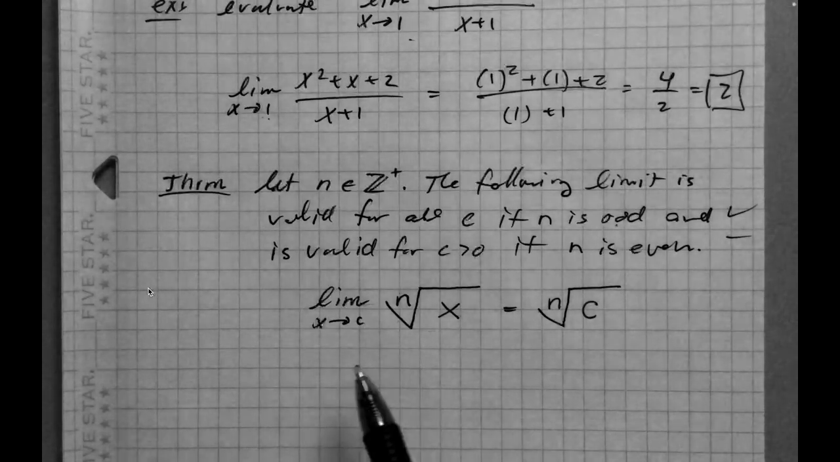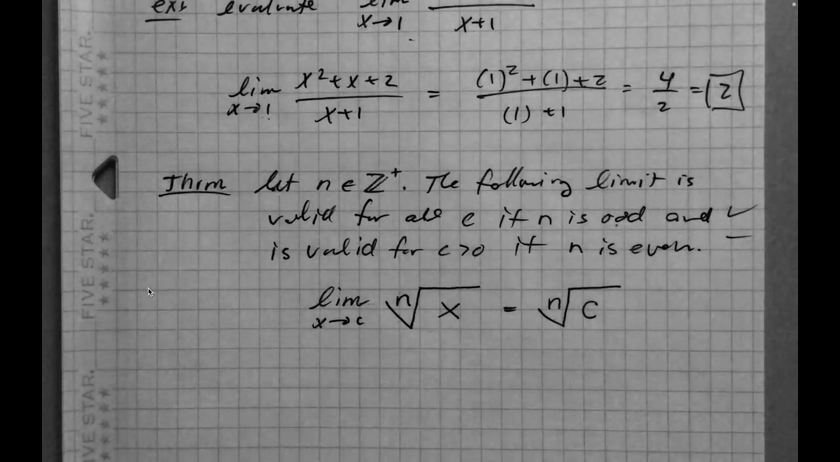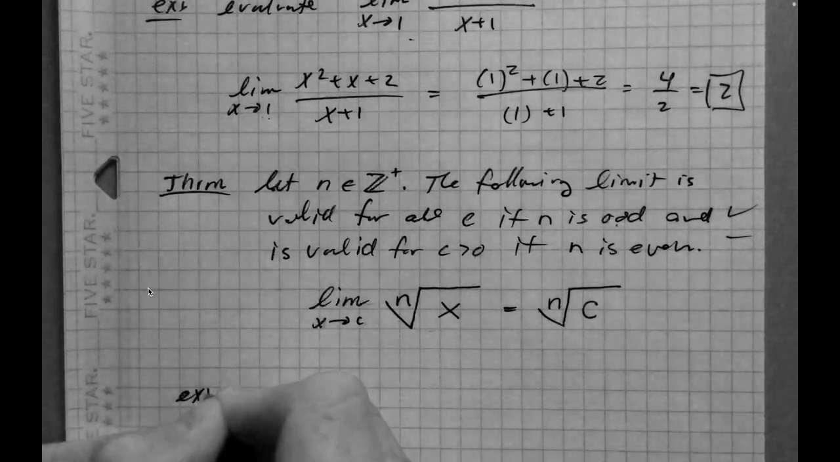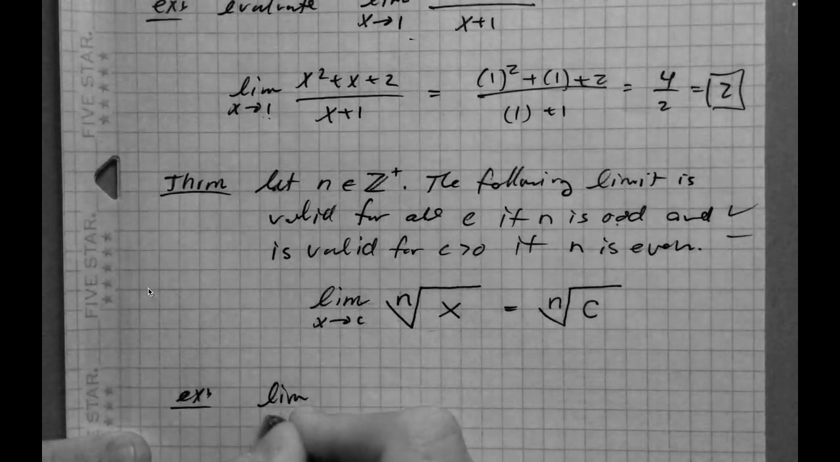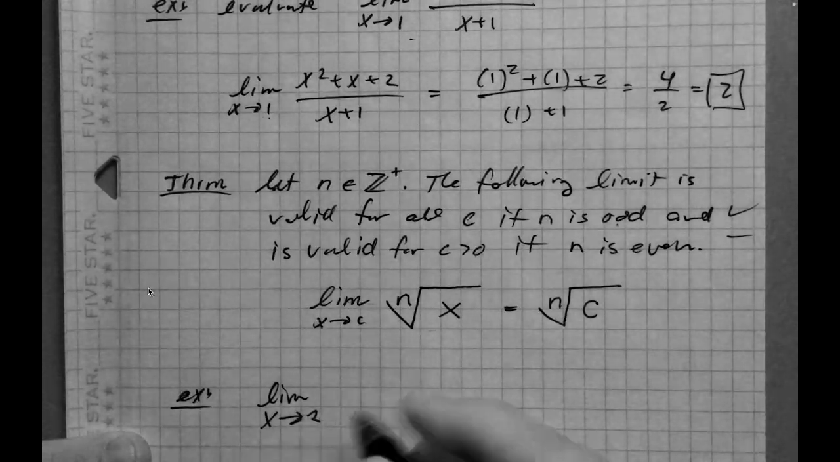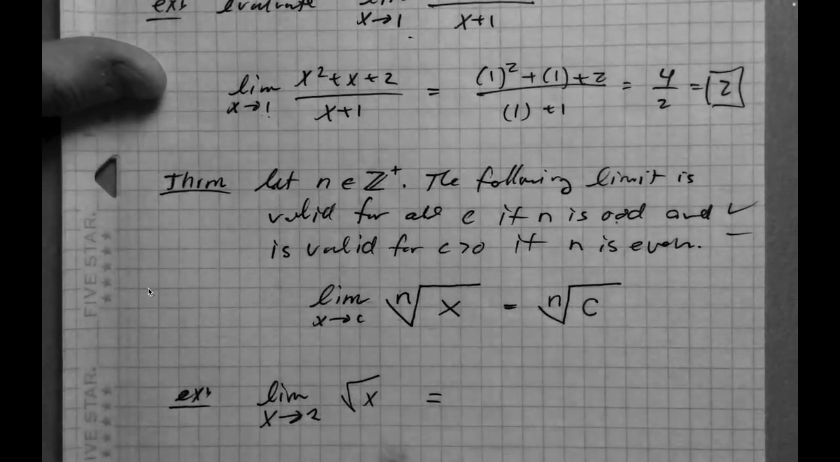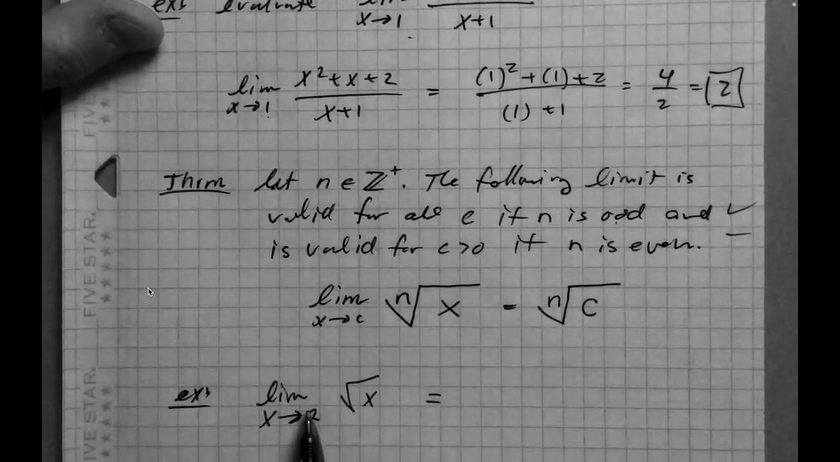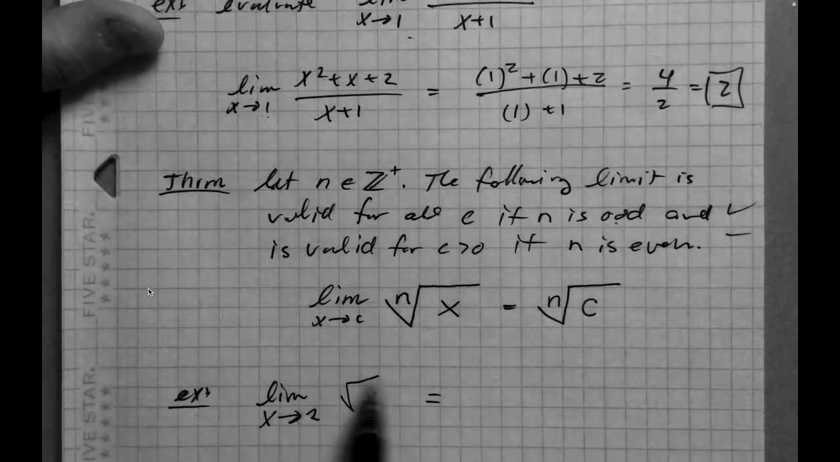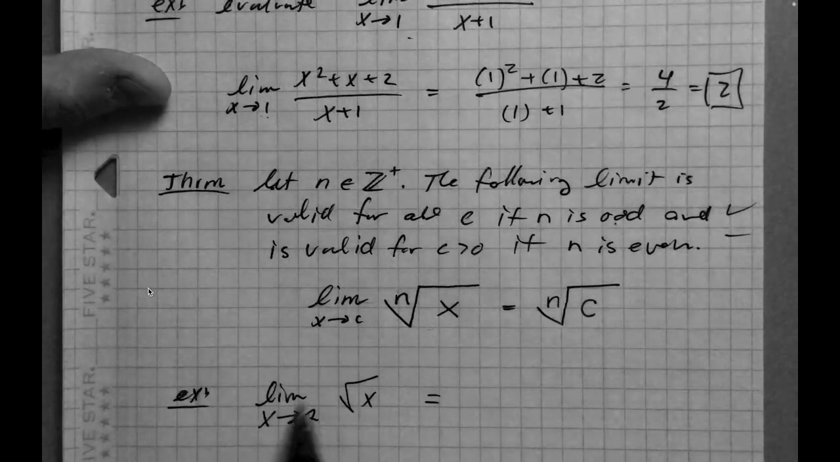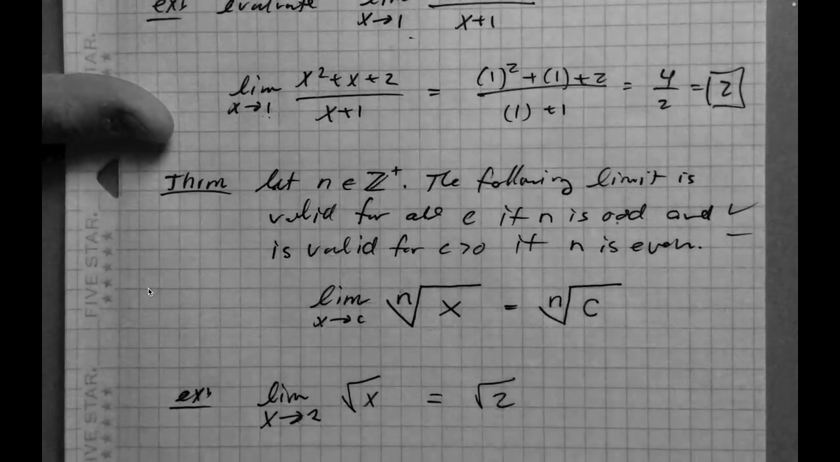It should be obvious why that's the case if n is even and if n is odd. So okay, let's do a simple example. Let's find the limit as x approaches 2 of just the square root of x. Well, the square root is the second root, so it's an even root, so this is true for all c. And so this would just be the square root of 2.